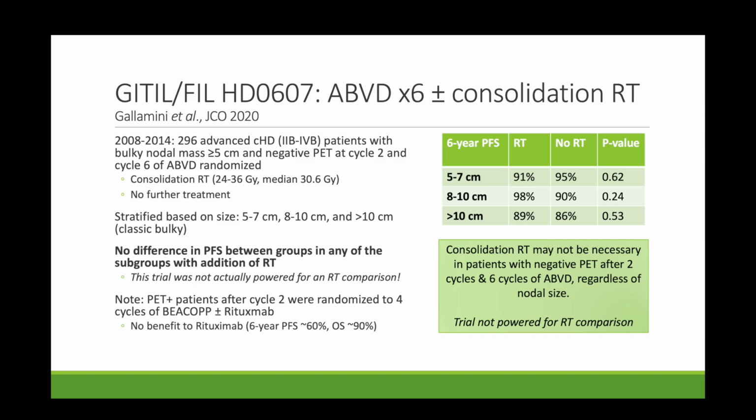Now, of note, I think this trial is difficult to interpret because the trial was not actually powered for a radiotherapy comparison. There was an additional randomization for the patients that were PET positive after 2 cycles of ABVD. Those patients were randomized to 4 cycles of BEACOPP plus or minus rituximab. And then the trial actually showed no benefit to rituximab. The 6-year progression-free survival was around 60%. Overall survival was around 90%. So that was for the PET positive arm, escalated BEACOPP plus or minus rituximab, and it was negative.